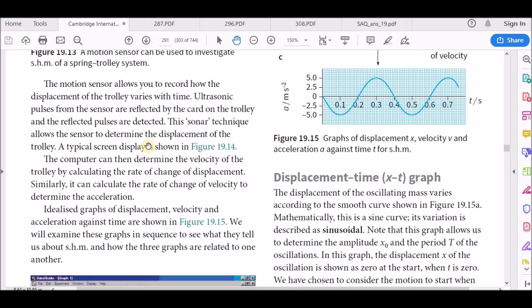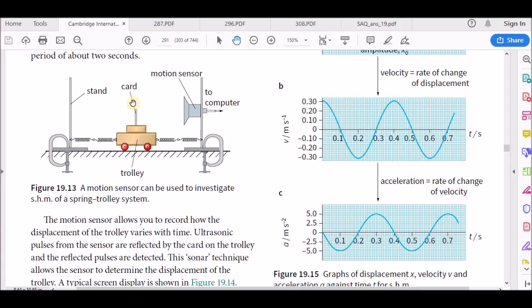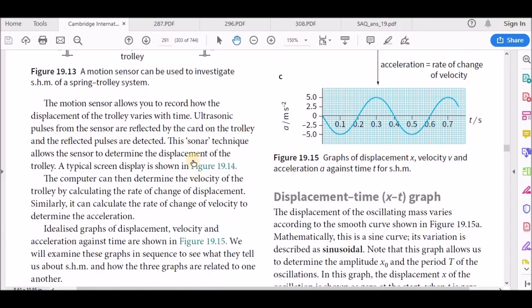Okay, this is extremely important. Maybe in other experiments also they can ask you how to use that motion sensor. So you have to say this is what we do, and this is the graph you are getting. Remember, the motion sensor is placed along the direction of motion of the object. It sends out pulses of ultrasound and then detects them. So it has to be placed like this, so that pulses go, hit and come back. This technique is the sonar technique.